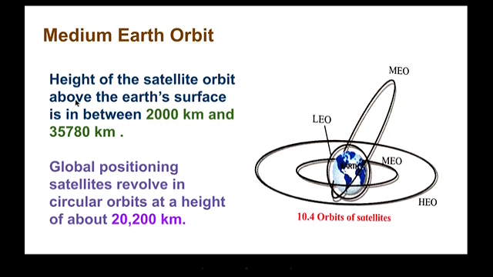The geostationary satellites orbit above the equator. These are therefore not useful in the study of polar regions. For this purpose, elliptical medium Earth orbits passing over the polar region are used. These orbits are called polar orbits. In these orbits, the satellites complete one revolution in 2 to 24 hours. Some of these satellites revolve in circular orbits at a height of around 20,200 kilometers above the Earth's surface. Global positioning satellites revolve in such orbits.